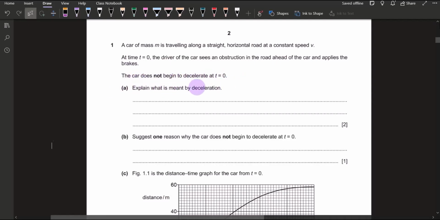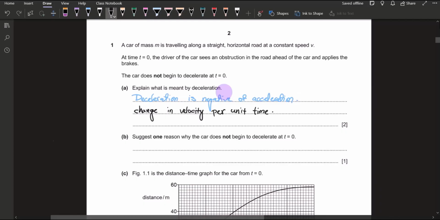Part A says explain what is meant by deceleration. So the simplest definition for deceleration is that deceleration is the negative of acceleration, and that is going to be change in velocity per unit time, and we'll get 1 mark for this and 1 mark for this. That's how you get 2 marks.